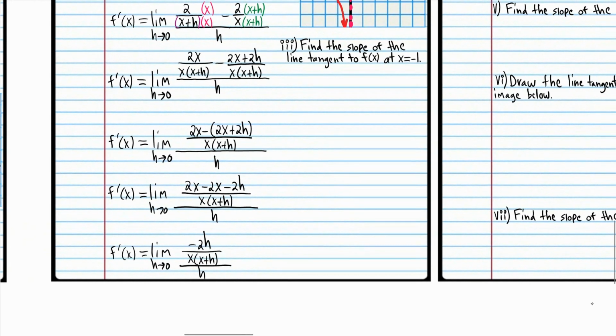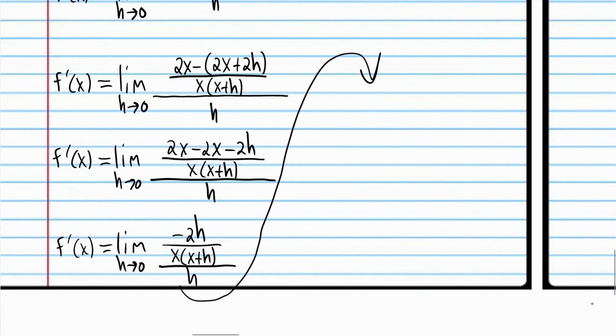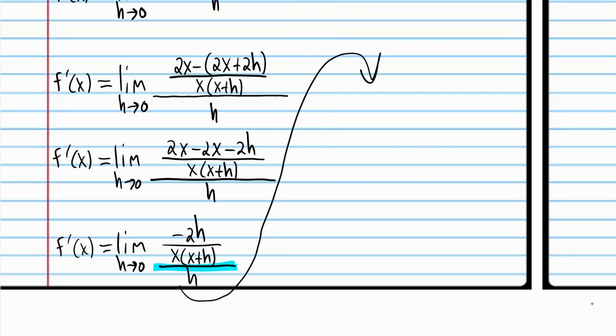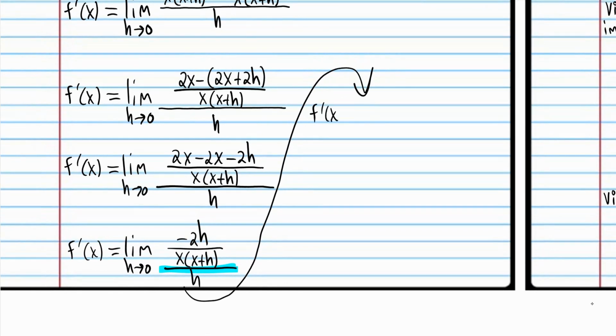And at this point we can use our old school division. Remember, a fraction line can be interpreted as a division symbol. So that becomes negative 2h over x times x plus h divided by h. Now, when we're dividing, remember we can flip the divisor and change to multiplication.